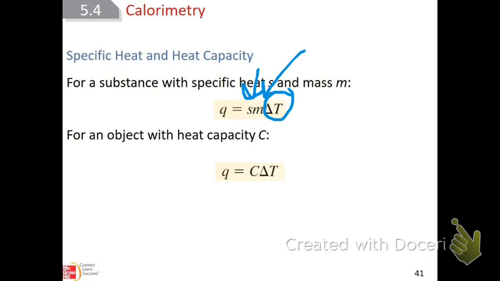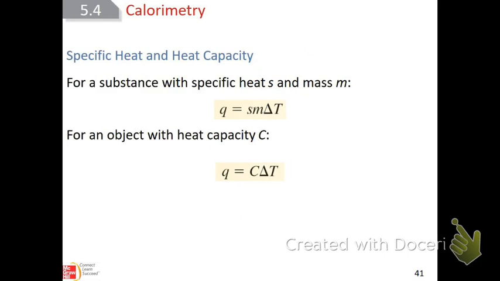And then the other one that you need to know is simply C, and then this is delta T. Okay? And this is a big C for heat capacity. We're going to work just a couple of problems on this, and that's the last thing that we're going to cover in this semester.